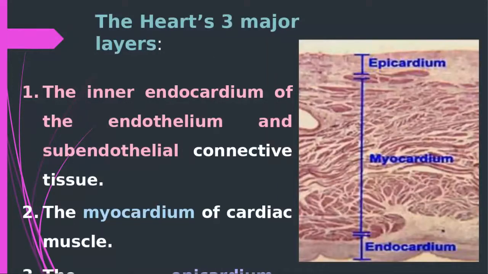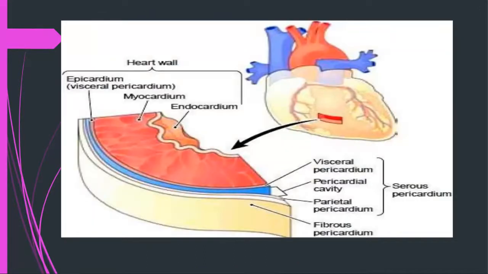Now the heart has three major layers: the epicardium, myocardium, and endocardium. The innermost is the endocardium, the myocardium is the middle one, and the outermost is the epicardium. If you look at this picture, this is your heart, a cut section to help you understand the layers. The outer layer is called the epicardium, the middle layer is the myocardium, and the inner layer is the endocardium.